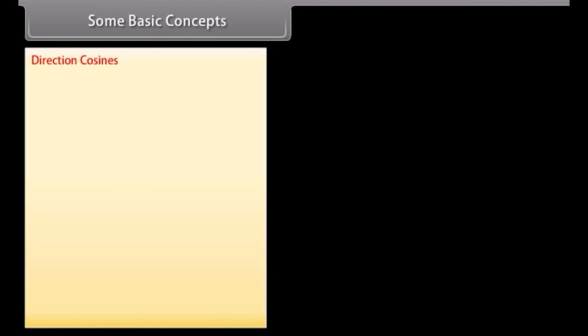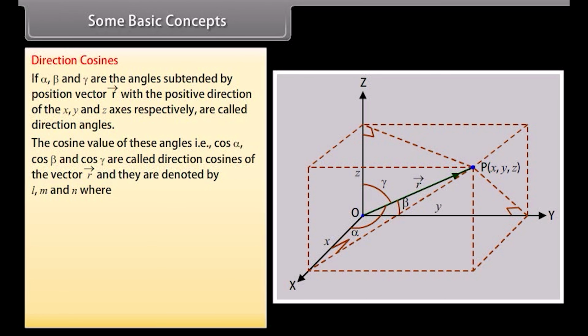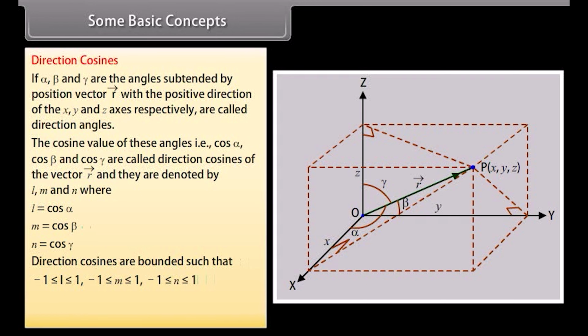Direction cosines. If alpha, beta and gamma are the angles subtended by position vector r with the positive direction of x, y and z axes respectively, they are called direction angles. The cosine values of these angles, that is cos alpha, cos beta and cos gamma, are called direction cosines of vector r and they are denoted by l, m and n, where l equals cos alpha, m equals cos beta, n equals cos gamma.